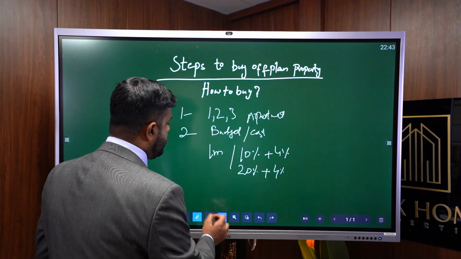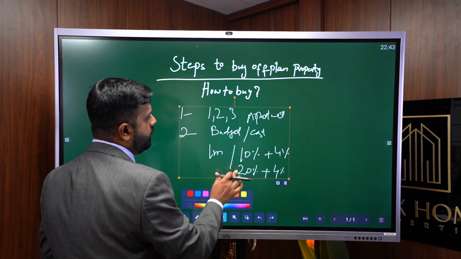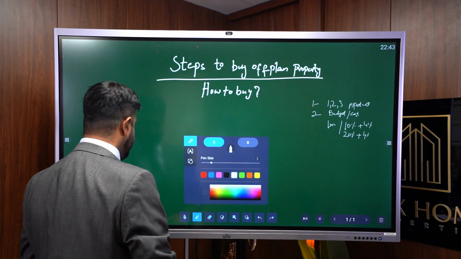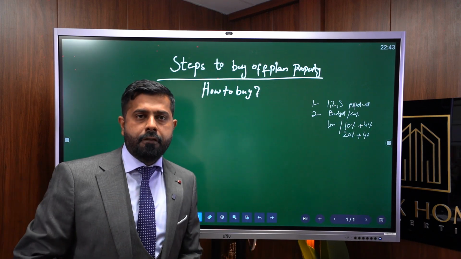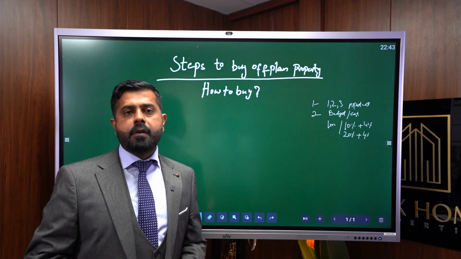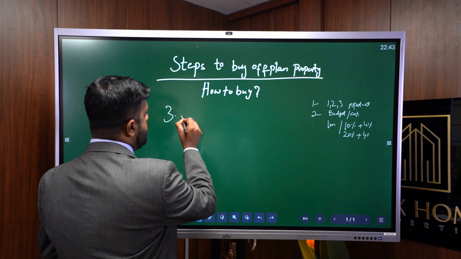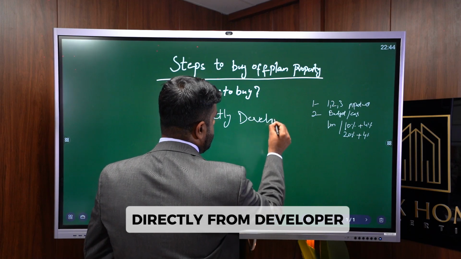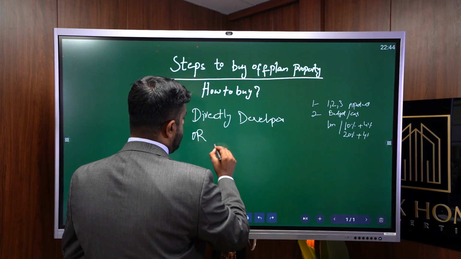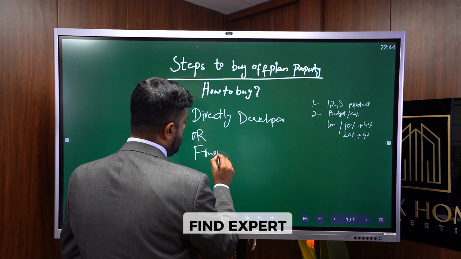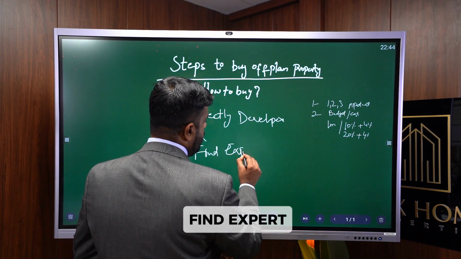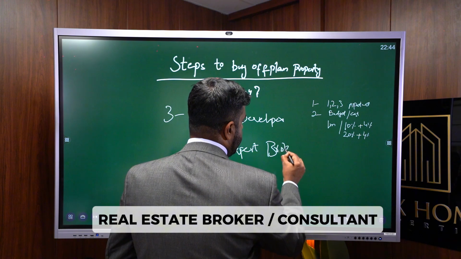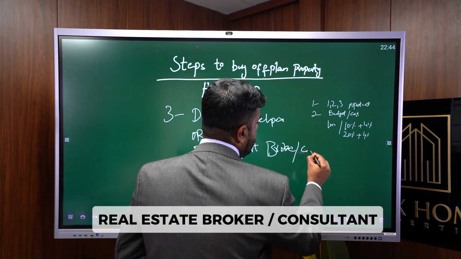So if we move to the third step, in the third step we have to find an expert. Normally an off-plan property you can buy directly from the developer, or you can find an expert who is a real estate broker or consultant.